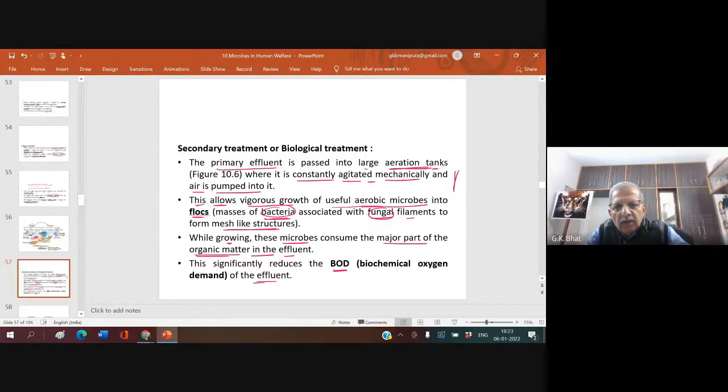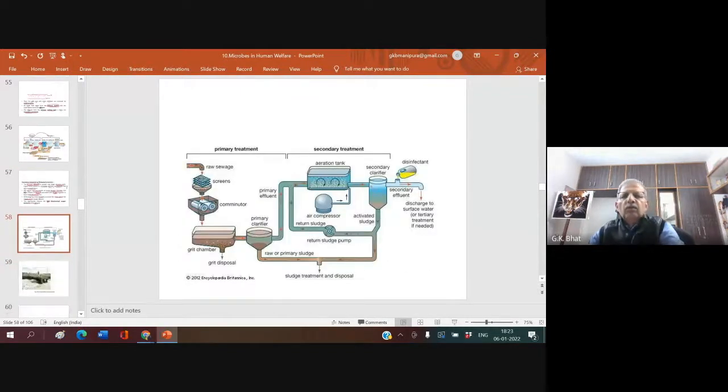Is it clear? So what have we done? We have moved the primary effluent from the primary treatment to the secondary treatment plant. Here, this primary effluent is constantly mechanically agitated and air is pumped into it. This encourages growth of more and more microbes, and these microbes consume a major part of the organic matter in the effluent, and thereby the BOD comes down. So this is the aeration tank.